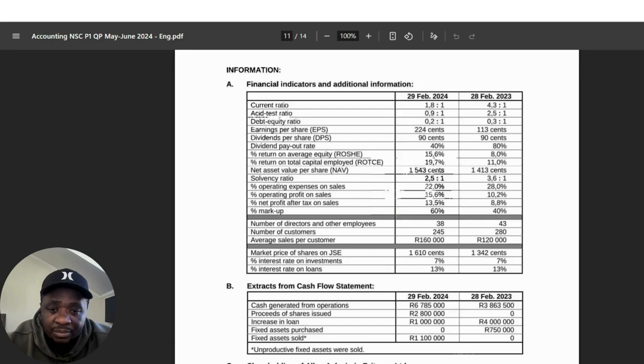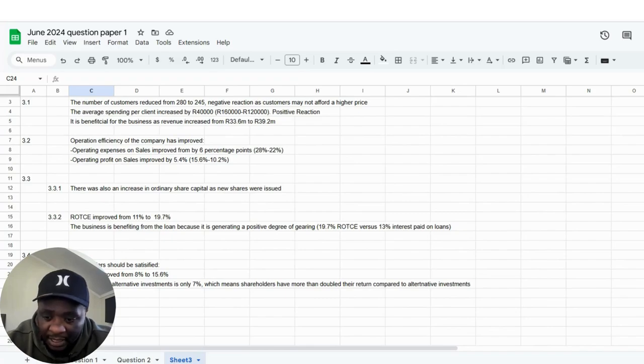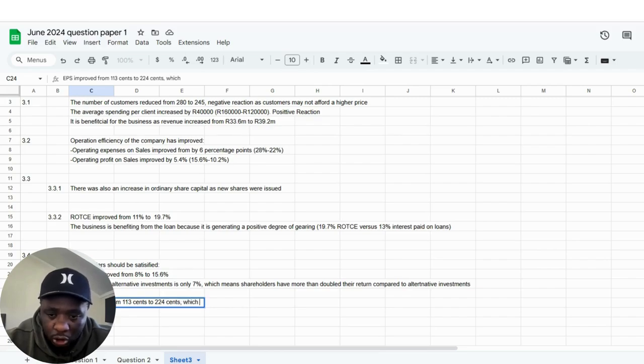So let's make this point. We're going to say earnings per share improved from, I think it was, 113 cents to 224 cents, which shows an increase in profits.